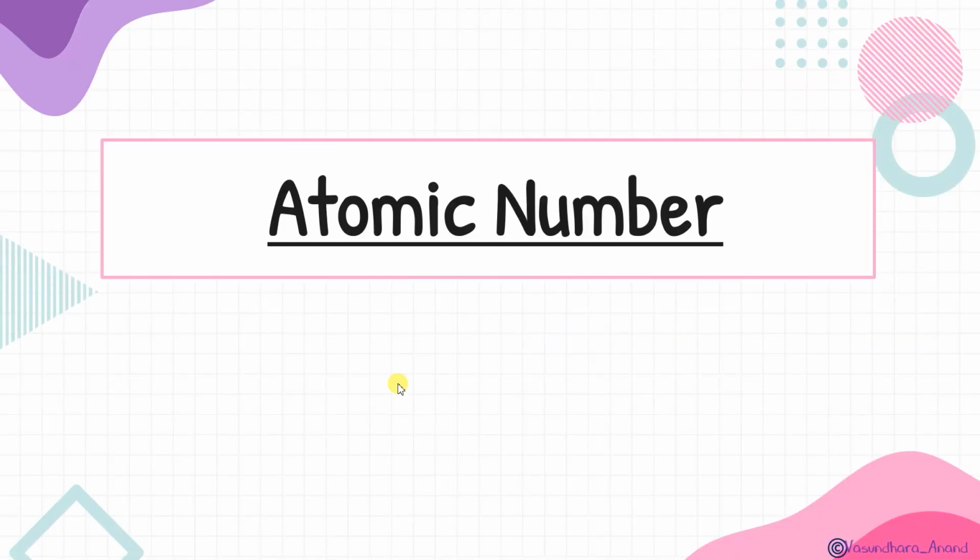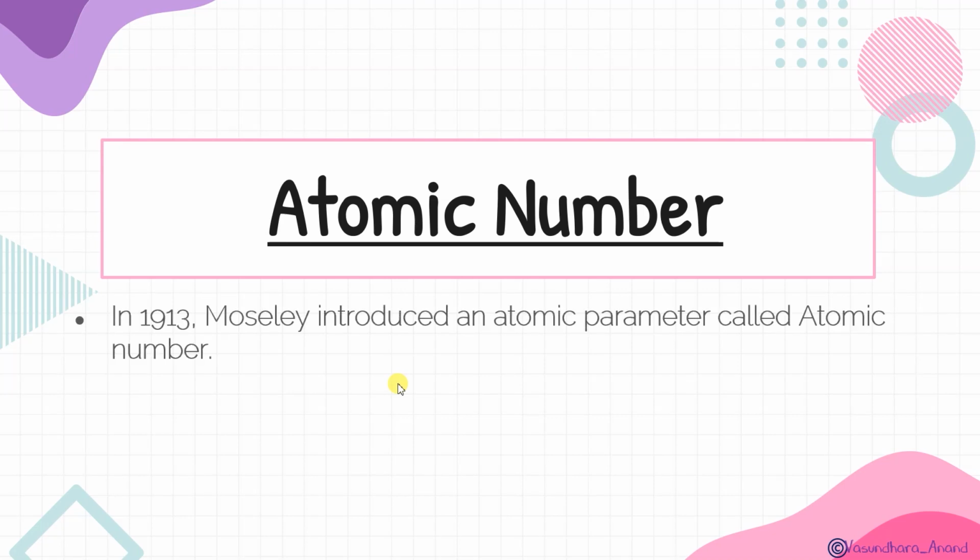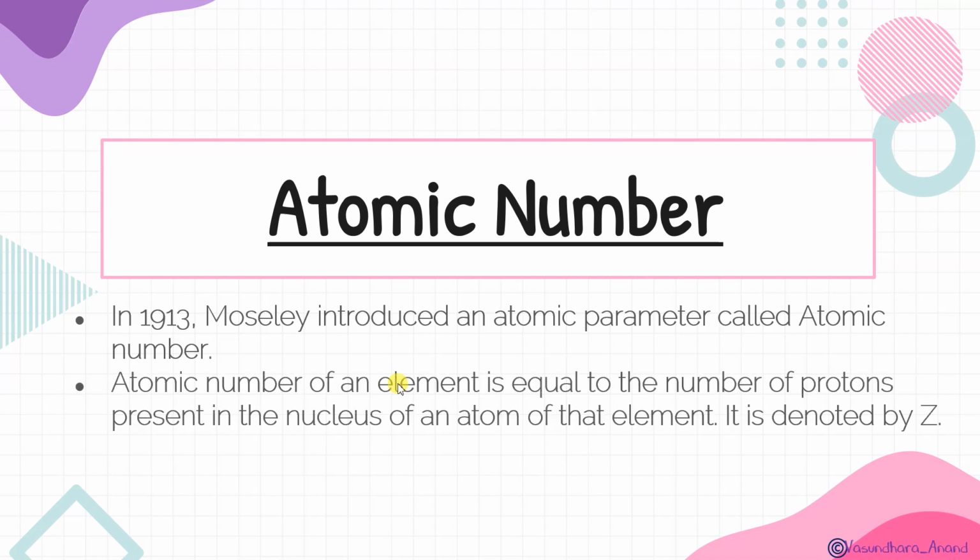Atomic number. This we have already done in class 9th, third chapter, and I hope everyone is clear with this. Atomic number is represented by Z, and in 1913 Moseley introduced an atomic parameter called atomic number. Atomic number of an element is equal to the number of protons present in the nucleus of an atom of that element, and that is denoted by Z. It is always equal to the number of protons present in any element.